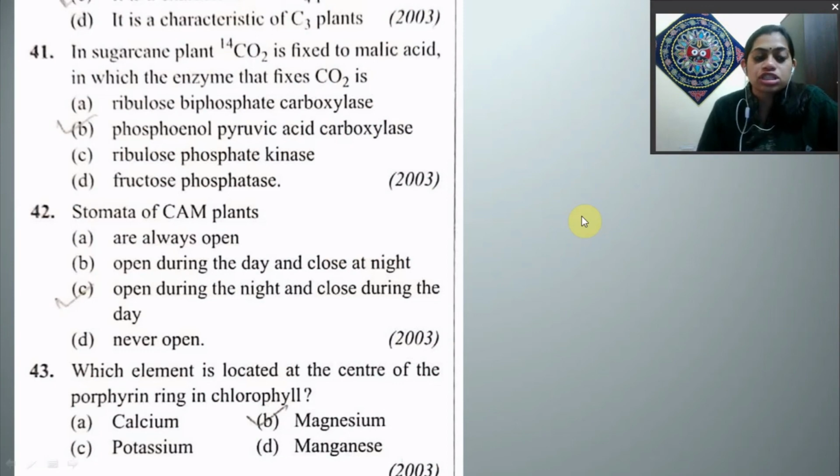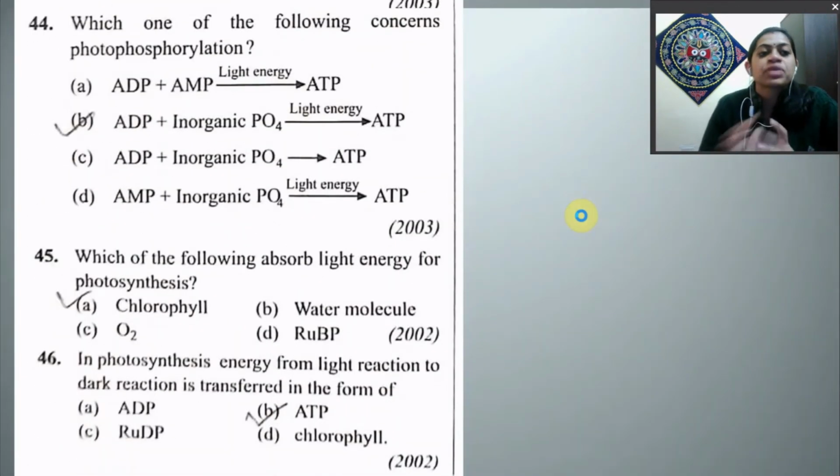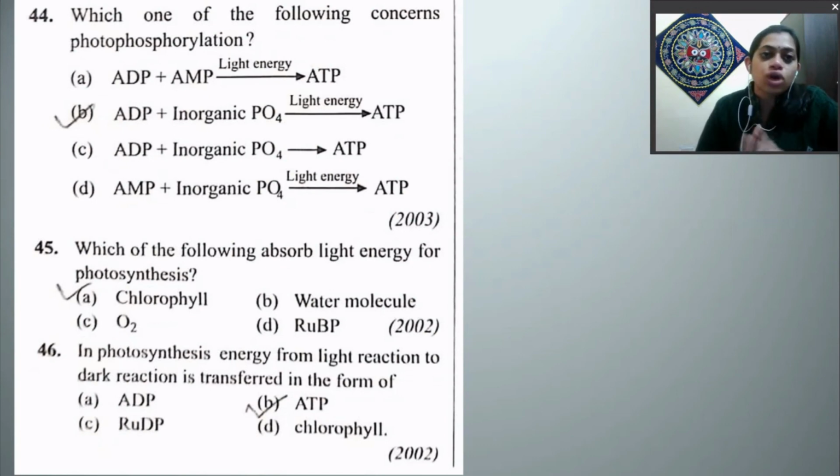Next, number 43, which element is located at the center of porphyrin ring of chlorophyll? So chlorophyll में जो structure देखेंगे तो उसमें एक porphyrin ring होता है and उसके center में रहता है magnesium. So magnesium is the right answer. Number 44, which one of the following concerns photophosphorylation? तो इसमें ADP plus inorganic phosphate in the presence of light energy will convert to ATP. So B is the right option.